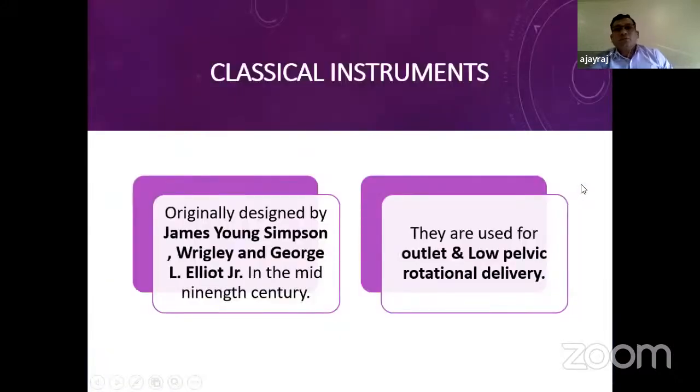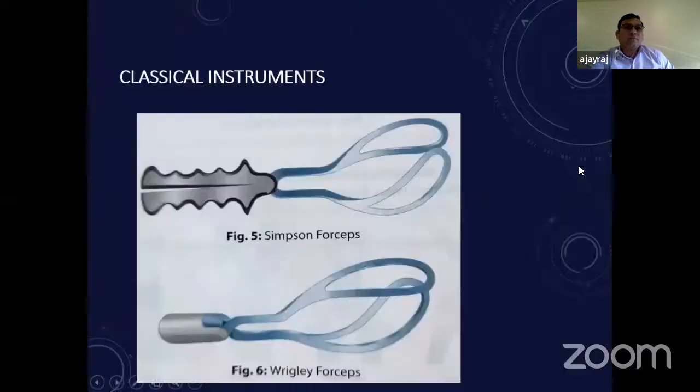Classical instruments. Originally designed by James N. Simpson, Wrigley and George L. Elliott Jr. in the mid-19th century. They are used for outlet and low pelvic rotational delivery. These are the classical instruments, Simpson forceps and Wrigley forceps.